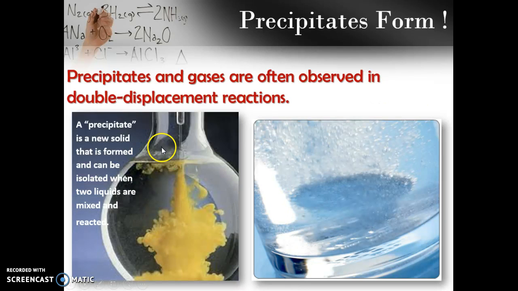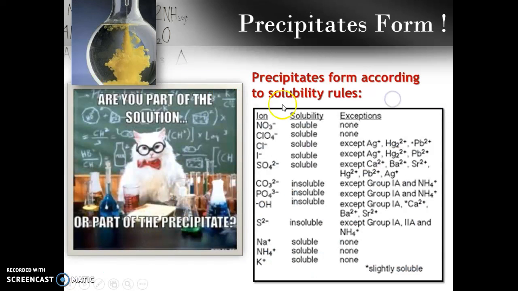So this is what a precipitate looks like right here. It's a new solid that is formed and can be isolated when two liquids are mixed and reacted. So you might start with two liquids, you'll pour them together, and you'll notice a solid forming on the bottom. Another thing, gases, you'll sometimes observe. This right here is an Alka-Seltzer. You can see the carbon dioxide bubbles coming out. You know a reaction is taking place because you see the gas actually escaping through the water. That's what the bubbling is.